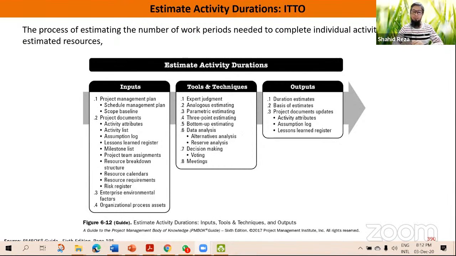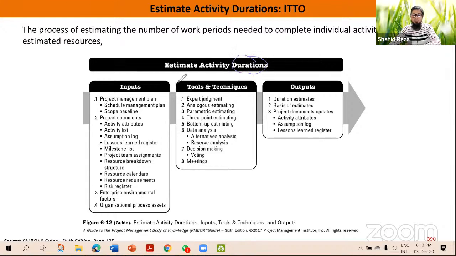So how can we do that? We have to calculate the duration for each activity. Then, analyzing the network diagram using the critical path method, which we'll see in later processes, we can easily find out the project schedule, and when each activity will start and finish. So from this process, our target is to find out the duration for each activity.